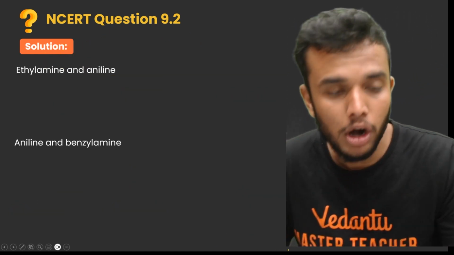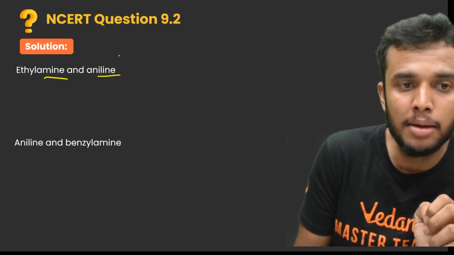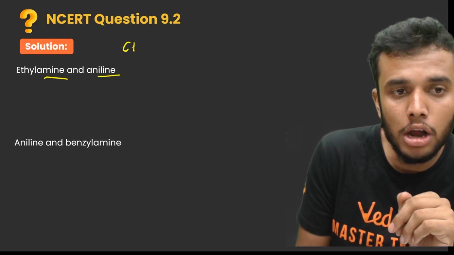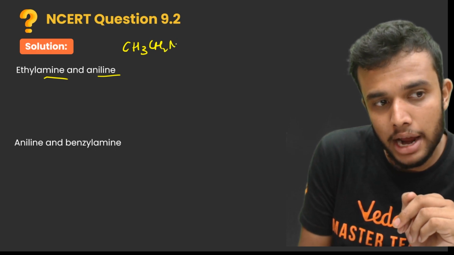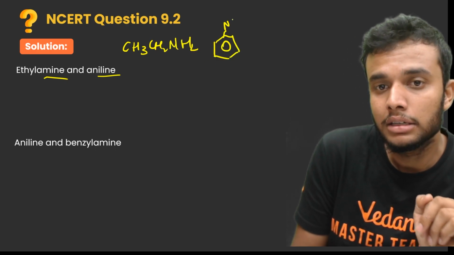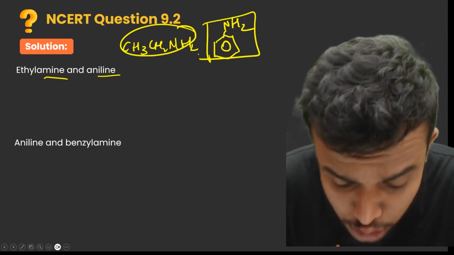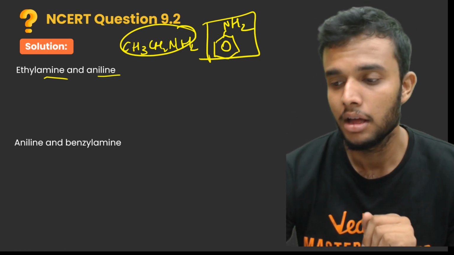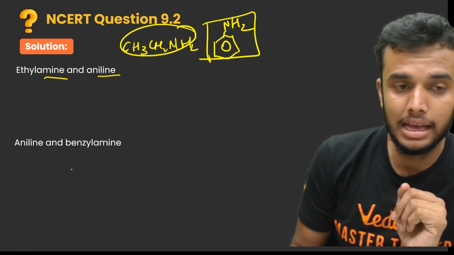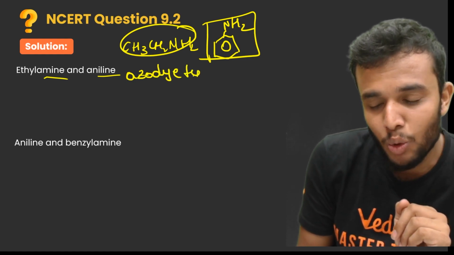Understood, students? Let's move on to the third one, ethylamine and aniline. What is the structure of ethylamine? Ethyl is from ethane, CH3CH2NH2, right? And aniline is an aromatic amine, while ethylamine is an aliphatic amine. Which test is suitable for aliphatic and aromatic amines? Any idea? We can easily differentiate by the azo dye test. What is the azo dye test?